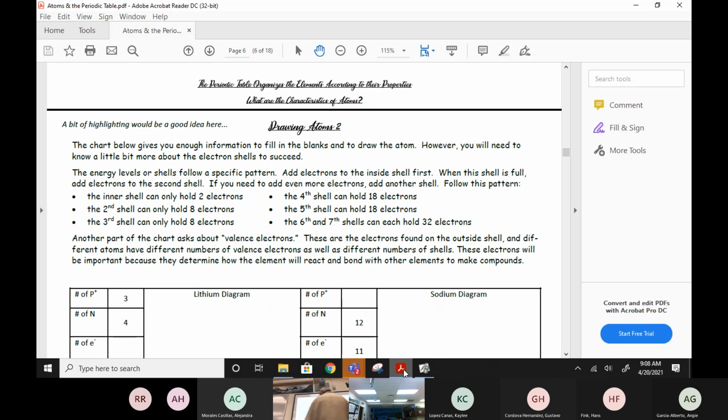Then another part of this chart down here asks about valence electrons. These are the electrons found on the outside shell, right? We just talked about that. So a valence electron is the number of electrons on the outer shell. Which of these is the outer shell? Any of them could be the outer shell depending on the size of the atom, right? Even this inside shell is the outside shell for the smallest of atoms. For hydrogen and helium, there's only one shell. It's both the inside and the outside, isn't it?